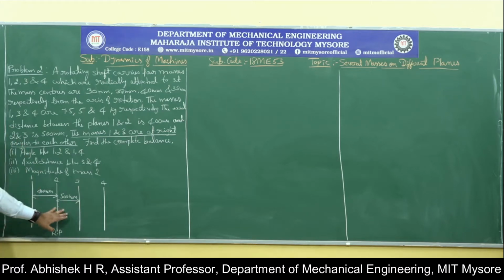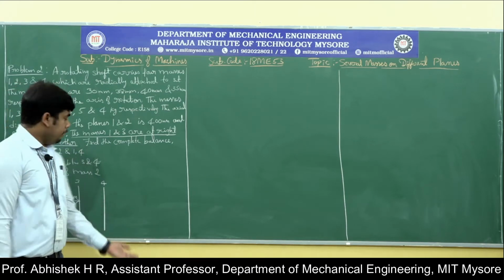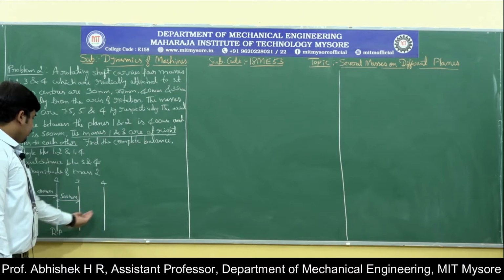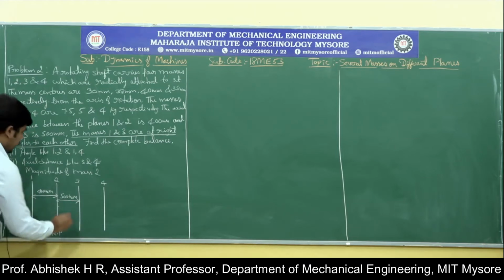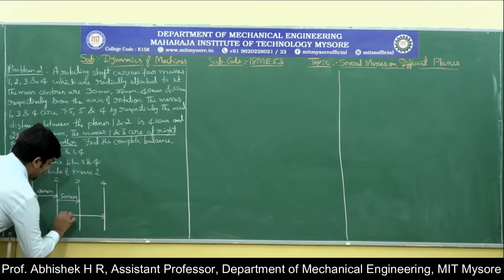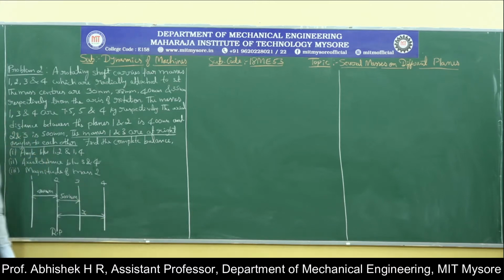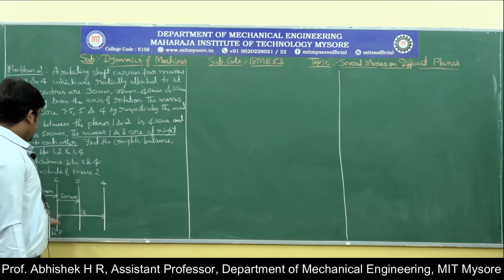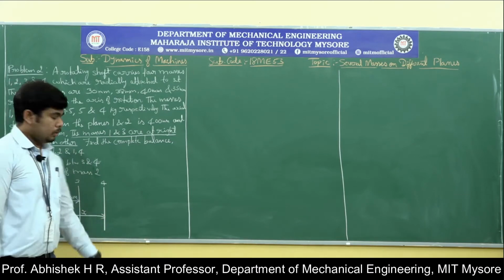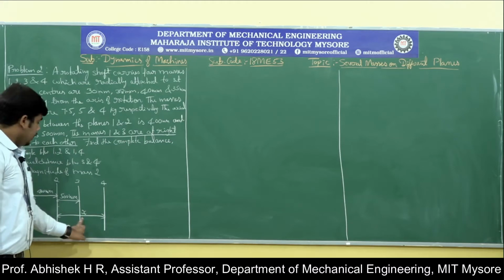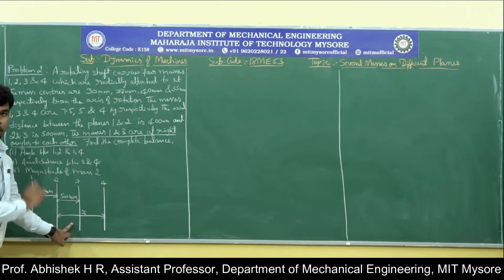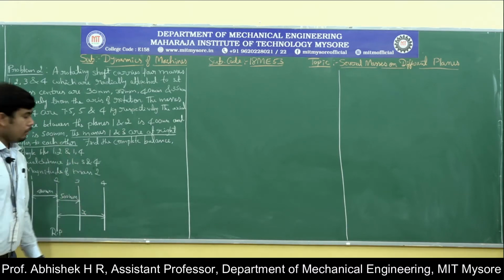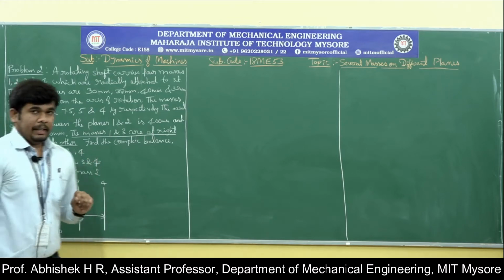We know the distances from 1 to 2 and 2 to 3 from the given data. But we do not have the distance of plane 4 from reference plane 2. So let us call this distance x, because we do not know the distance from reference plane 2 to 4. Later we can find it out. So this is the given plane arrangement as per the problem. Now we need to construct the space diagram.